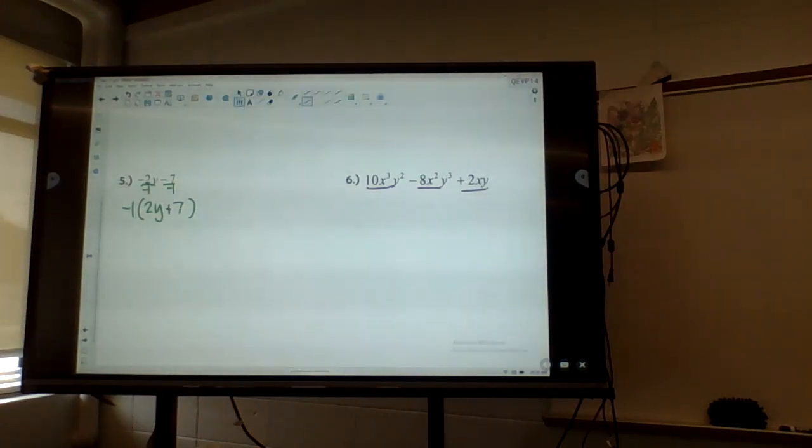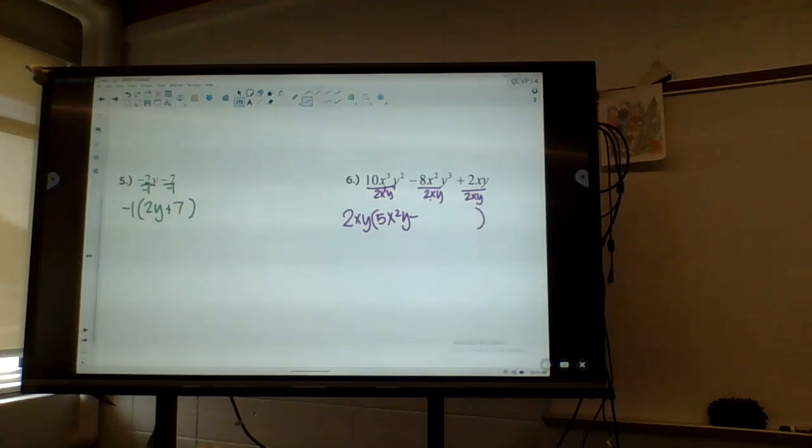So between these 3, what number is common? 2. Okay. How about variables? X and Y. We're gonna divide that 2xy out of all the terms. So our 10 over 2 would be 5. X to the third over x to the first would be x to the second. And then 2 over 1 would be just 1. 8 over 2 would be 4x.